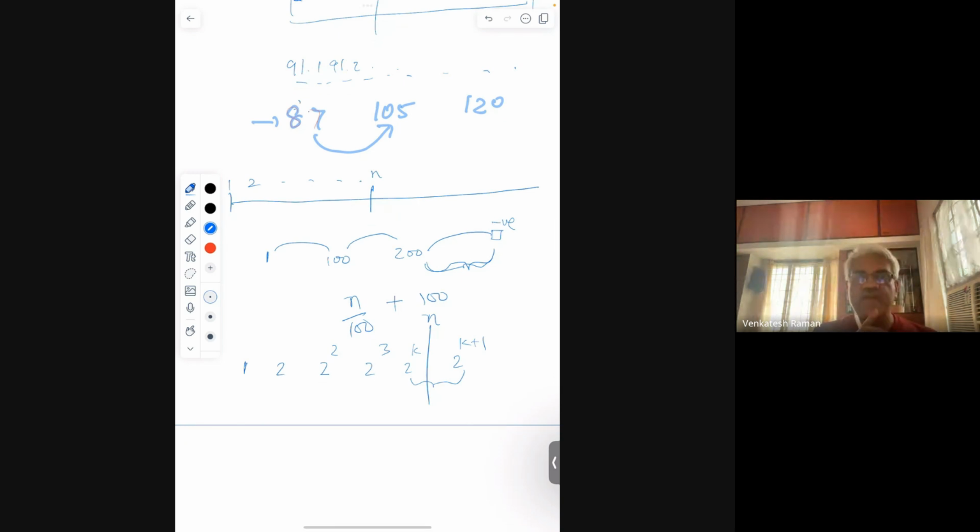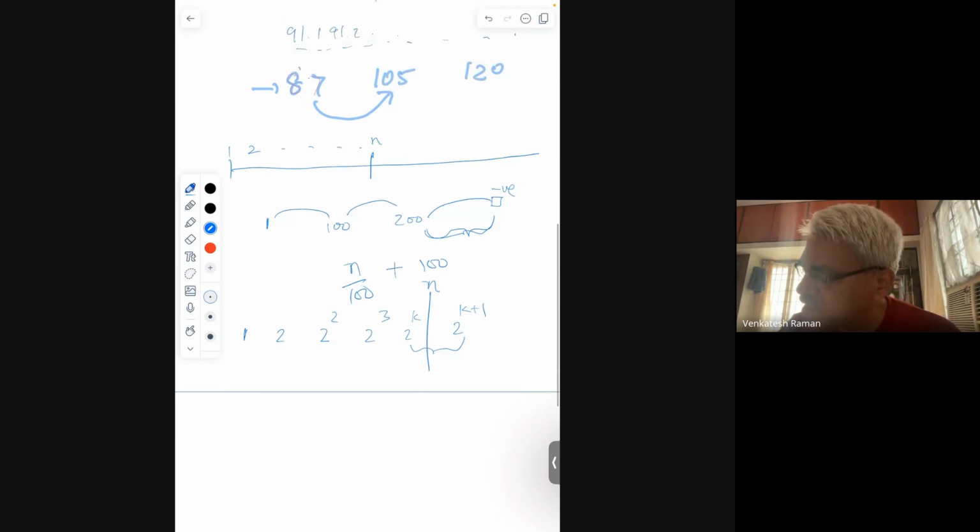Now let's carefully see how many comparisons I have made. I made some k comparisons initially, because I'm looking at 1, 2, 2 square, up to 2 power k, and maybe actually k plus 1. And then this range is 2 power k, because 2 power k plus 1 minus 2 power k is 2 power k. So here I'm going to do binary search, like your original binary search, and that is going to be another k, because 2 power k is the range. So this is the total time.